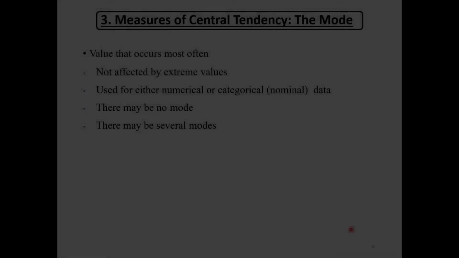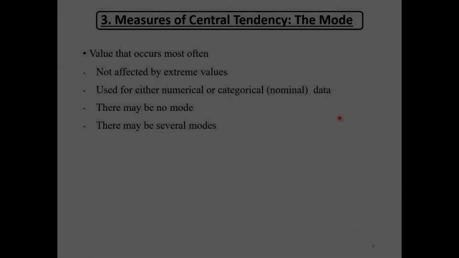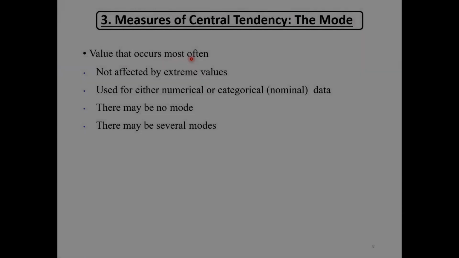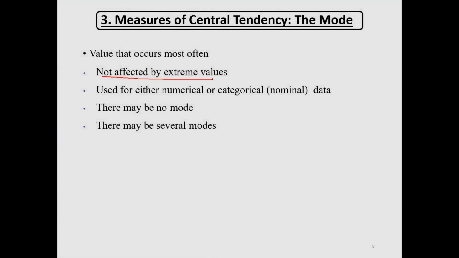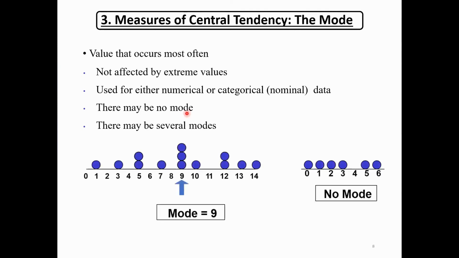And the third measure of central tendency is the mode. Mode is simply the value that occurs most often. What is important to remember is that the mode is not affected by extreme values. Now there can be several modes, or there can be an occasion where there is no mode as well. So an example is given here.